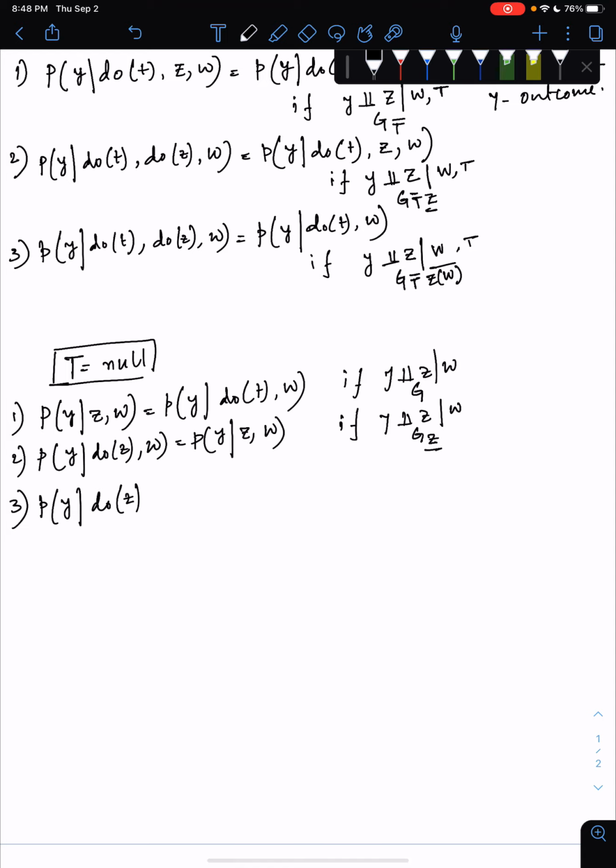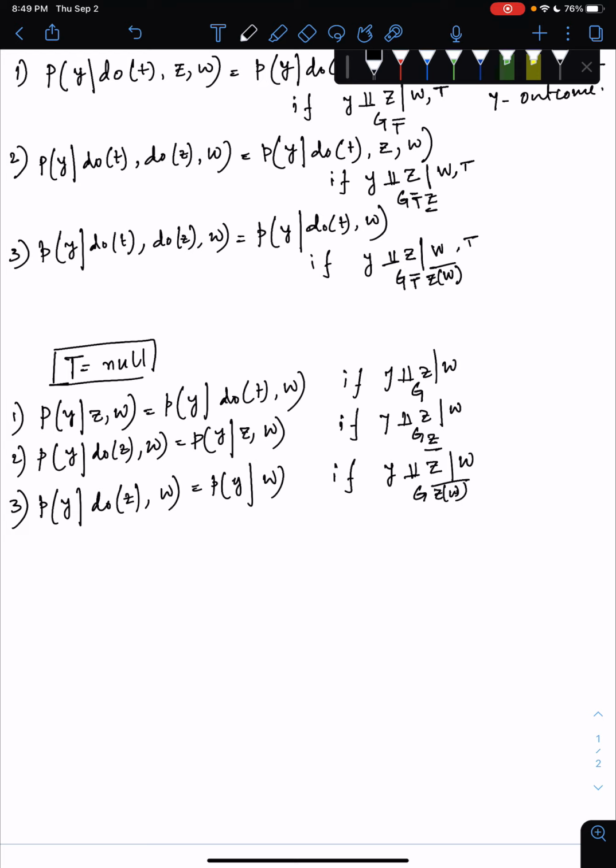And the third rule, which is the trickiest of them all, we'll be having this do Z and this W, and we can remove this Z completely from our distribution, and this is something like this G of Z W bar. Now what is this? We'll be seeing that one after the other.